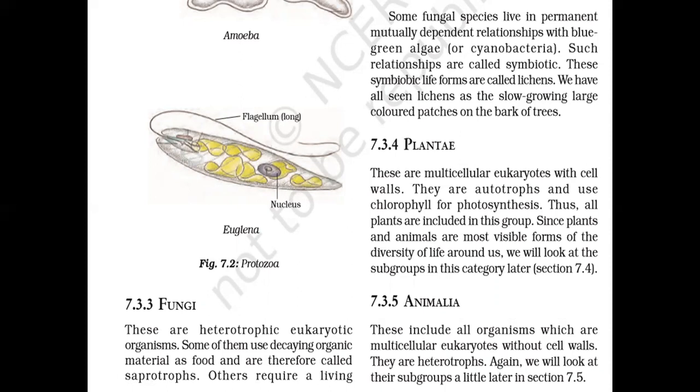So today we learned about the five kingdoms proposed by Whittaker, that is Monera, Protista, fungi, Plantae and Animalia.